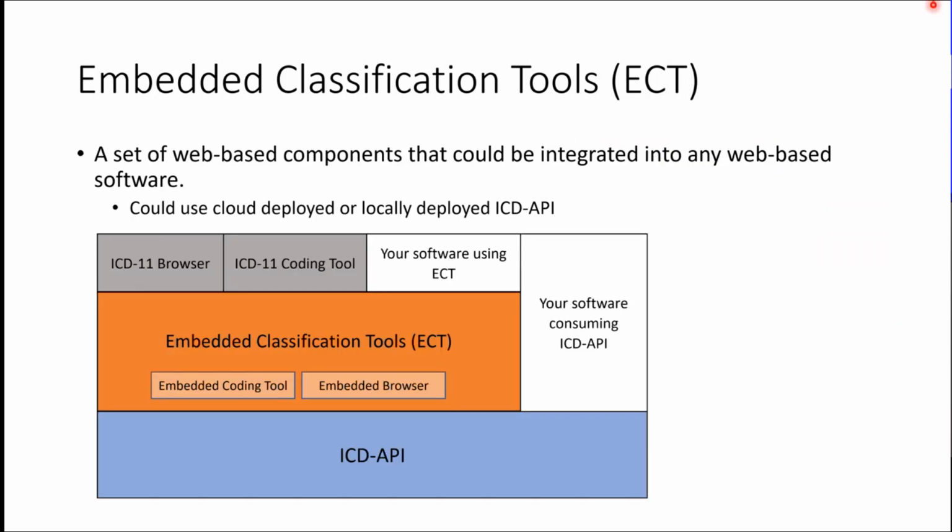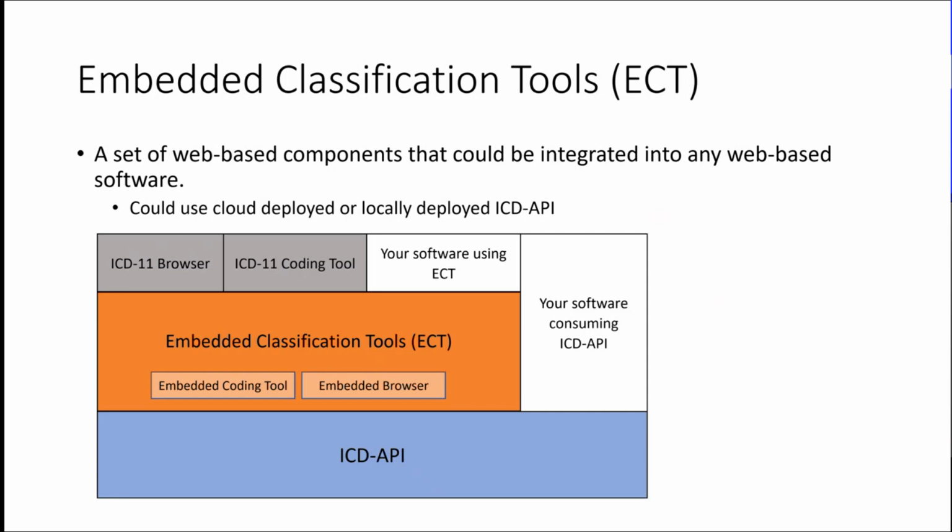So here is the overall structure, how we structured these layers on top of layers in terms of how you configure the actual software. At the bottom we have the ICD API, that is the core system which provides information about the classification. Your software might directly consume the ICD API. So that is totally possible. And then we have the embedded classification tools which provide the coding tool and browser functionality. So you may write software which actually uses the embedded classification tools. Therefore, you kind of have the coding tool within your software.